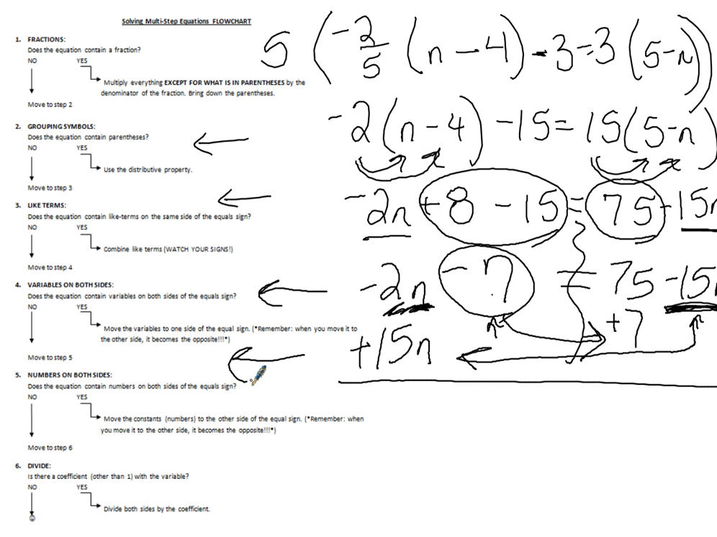Now I need to simplify the problem. Negative 2 plus 15, do not say 17. 13. Positive 13n equals 82. Are we complete? Are we done? No, we have to divide by 13. We got to get rid of the 13 because we are fixing Humpty Dumpty. It's being multiplied by 13 on the left, so we divide by 13 on the right.